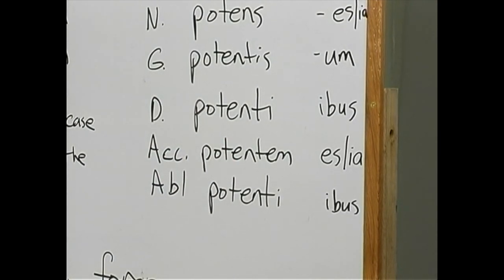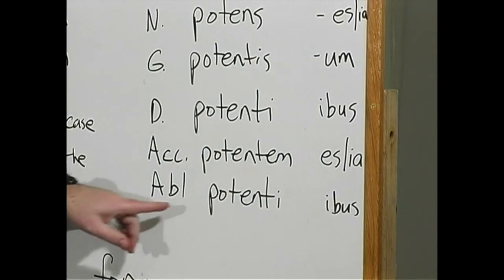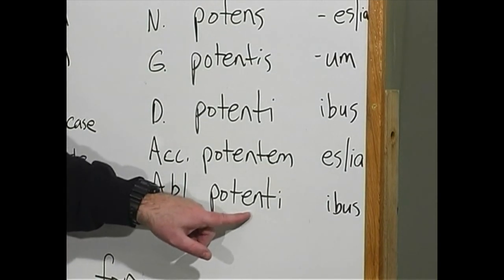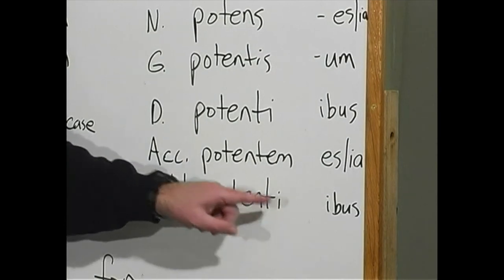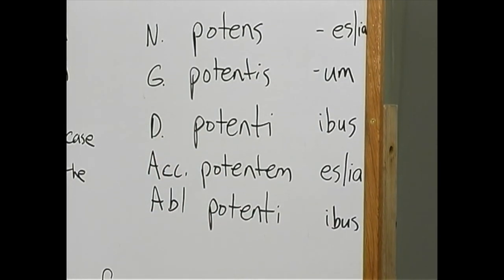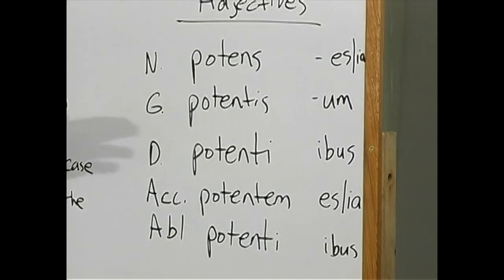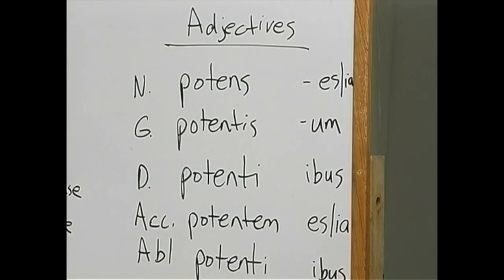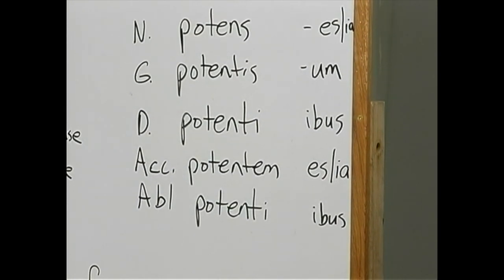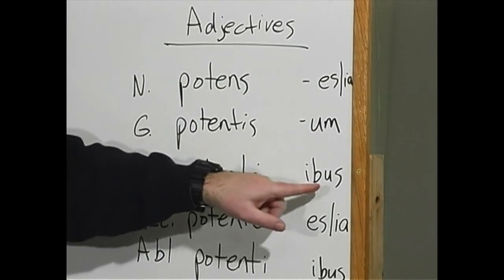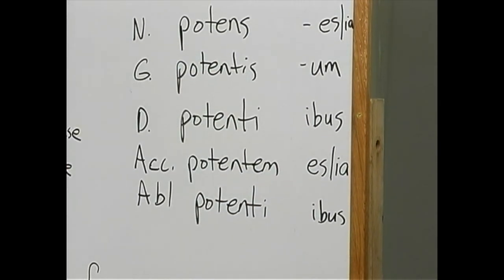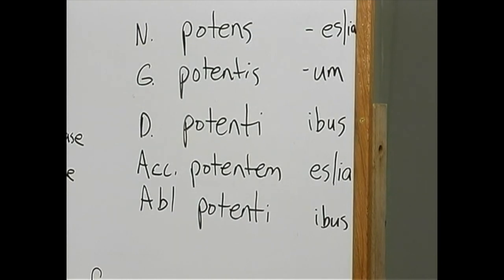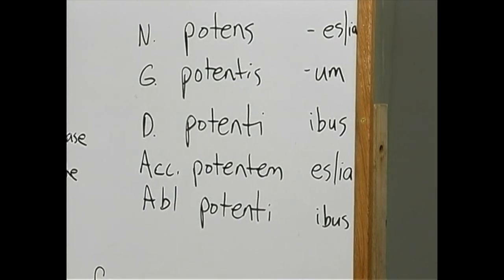If you remember the third declension endings, is, i, em, e, the ablative singular for the adjective is potenti, not potente. And then in the plural, third declension adjectives are formed just like the nouns, es, ium, ibus, es, ibus for masculine, and then ia, ium, ibus, ia, ibus for the neuter. So let's review some third declension adjectives.